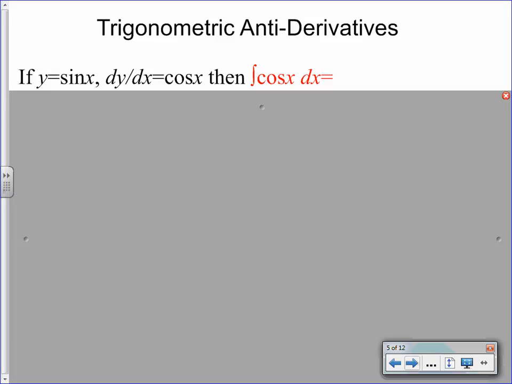You need to know these rules. Whatever's in red, you need to write down. If we have the sine of x, the derivative is cosine of x. So what would the antiderivative of cosine of x be? Sine of x plus c.